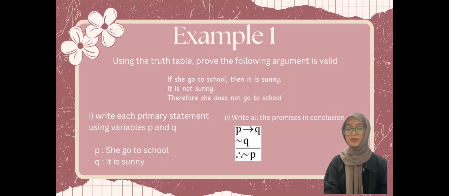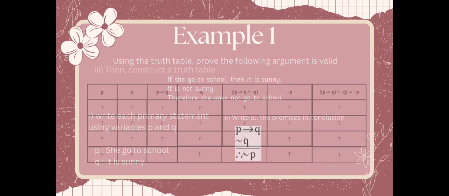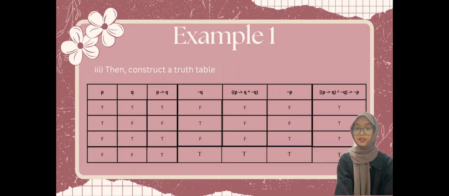Next, write all the premises and conclusion. We can write it down like this. P conditional to Q for the first sentence. The second sentence is not Q. For the conclusion, we write not P. Then, to complete this question, we use the argument that we made earlier to construct a truth table. Because we're only using 2 variables, we have to make 4 rows for this table.